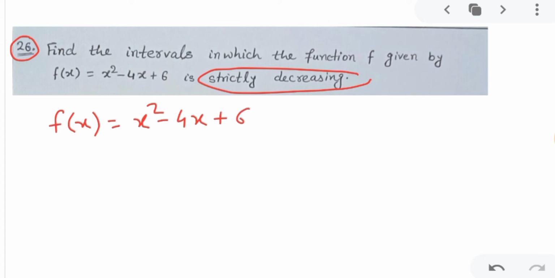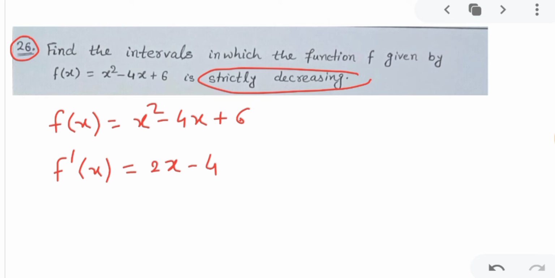So we have to check whether the function is strictly decreasing or increasing. How can we check? First we'll find the derivative of f, that is f dash x. So the derivative of f(x) will be: x square's derivative is 2x, and minus 4x's derivative will be minus 4. I will write it directly, okay?